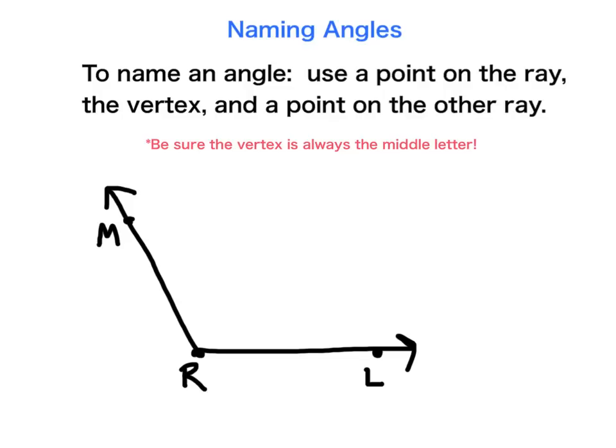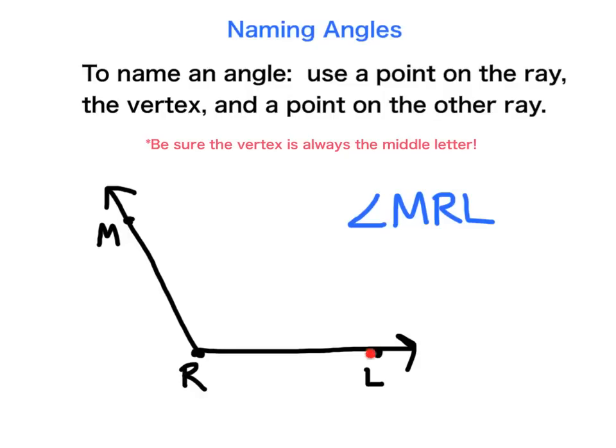Let's talk about how to name angles. In order to do this, you'll need to use a point on one of the rays, and then the vertex, and a point on the other ray. So we'll be naming it using 3 letters. If you look at the angle in front of you, you'll see we have angle MRL. And the way that I write that is I'm going to use this as my angle sign. That's angle MRL. And we always use capital letters for this.